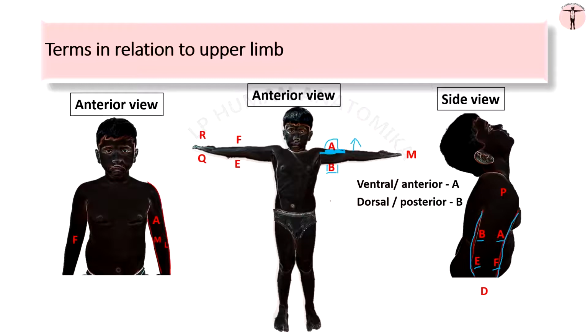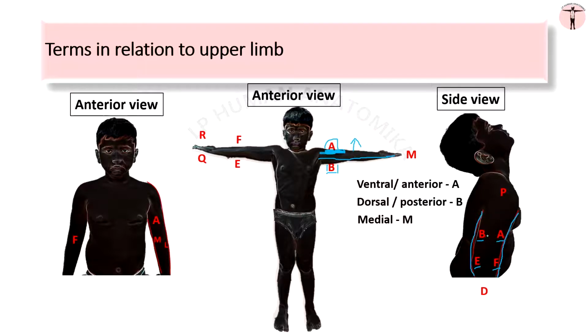Now the medial border, or the medial aspect of the upper limb, is the side present towards the little finger of the body. Here you can see the little finger is facing anteriorly, so that becomes the medial side of the upper limb. I hope that is clear.